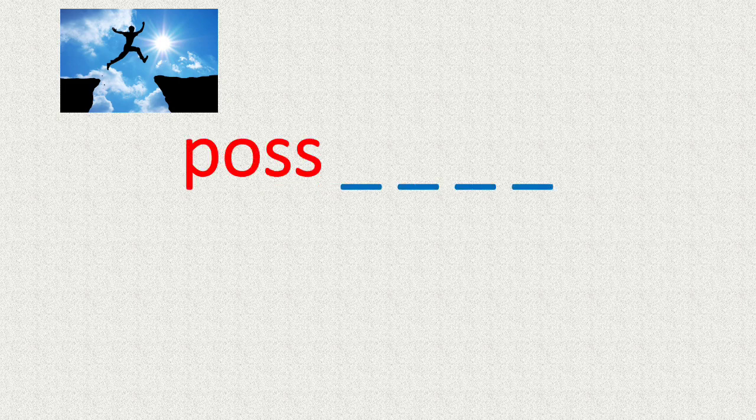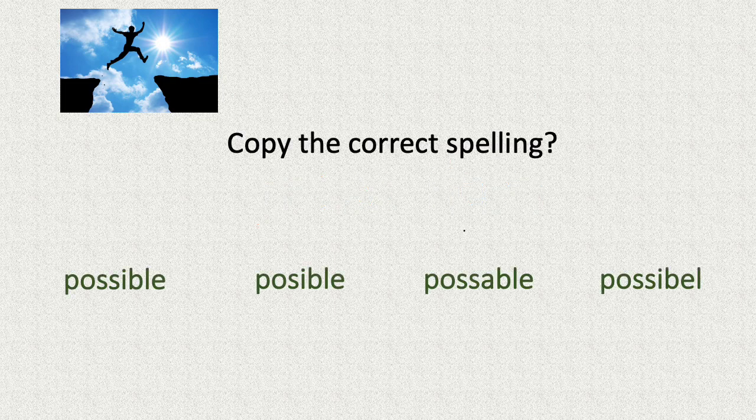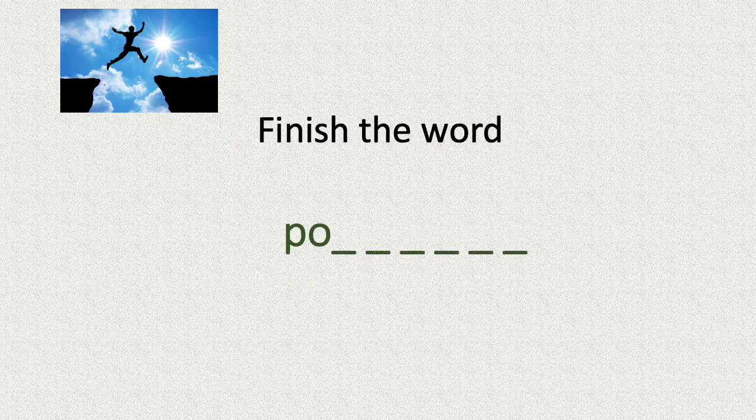Pos, how do we spell that part? P-O-S-S. And ible, how do we spell ible? I-B-L-E, possible. Rub off or fold over what you wrote before and copy the correct spelling from this choice of 4 words. The correct one is the first one, possible, P-O-S-S-I-B-L-E. Cover that up and let's move on.